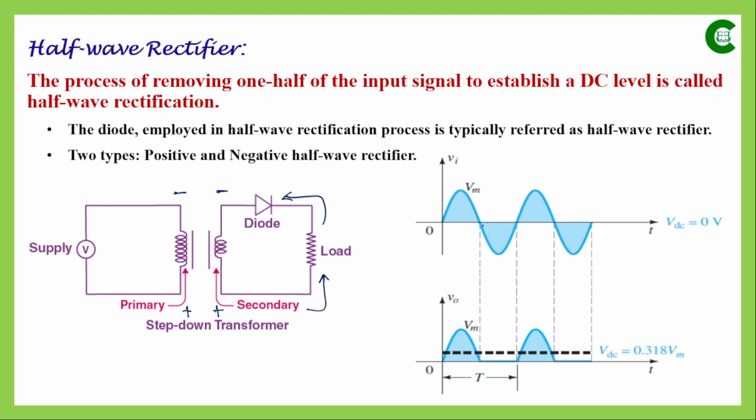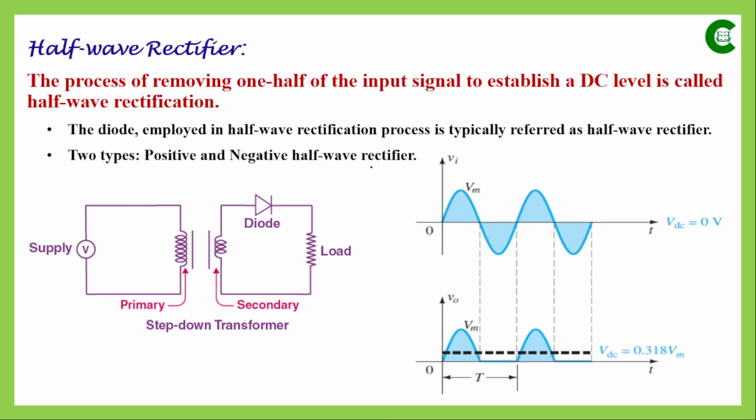And again when this input signal moves from the negative half cycle to the positive half cycle, again this PN junction will act as forward bias diode, and again the same process will be repeated. So this is how the half wave rectification happens. So far I have talked about positive half wave rectifier.